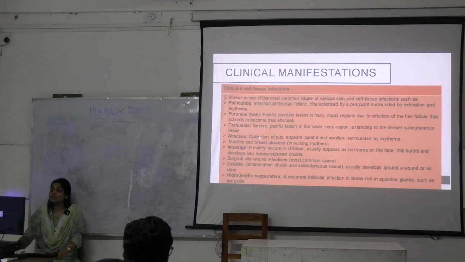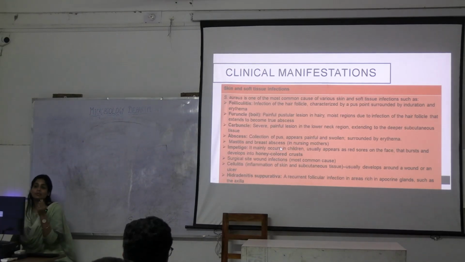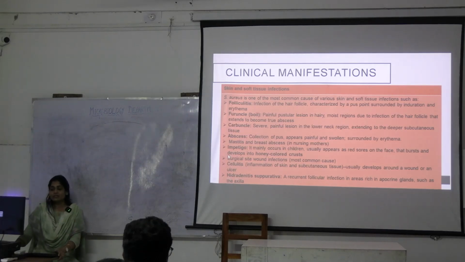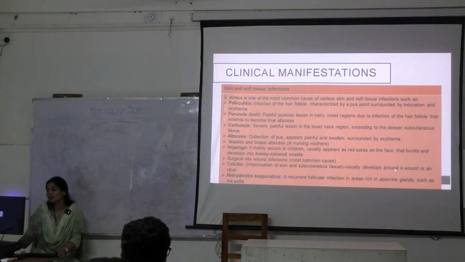Then abscess. Abscess is collection of pus. Everybody knows about abscess. Mastitis is infection in the breast. Impetigo mostly occurs in children, usually appears as red sores on the face with honey colored crust. These sores will later become dry and crust. Then surgical wound infections we saw. Cellulitis is inflammation of skin and subcutaneous tissue. Then hidradenitis suppurativa, it's a follicular infection in the apocrine gland areas such as axilla.